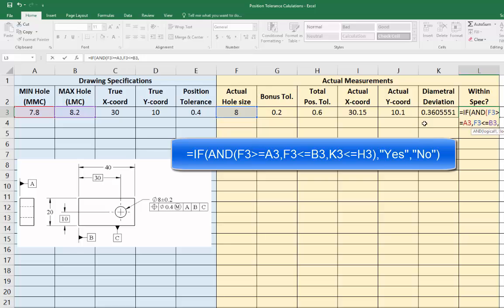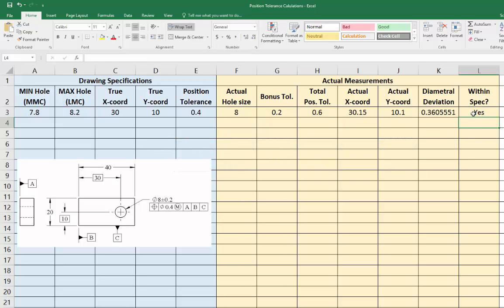And I will also check to make sure that the deviation that we've calculated is less than or equal to the allowable position tolerance, that included the bonus tolerance. I'll close that parenthesis and then type a comma, which will now allow me to specify what value should be placed within this cell if all three of those tests are true. And I will type in the word yes, and I'll have to put quotations around it, indicating that it is text. And then I'll type a comma and now indicate that if any of those logical tests are not true, then the part must not be within spec. And I will type the word no within quotations again, since that is text, and then I'll close the parentheses.